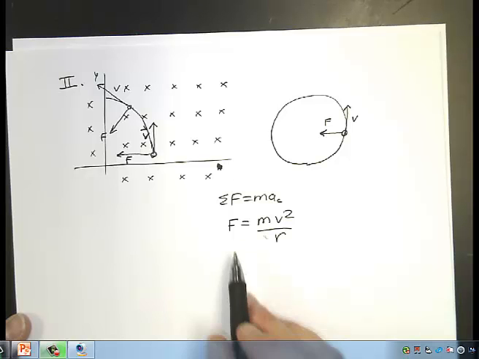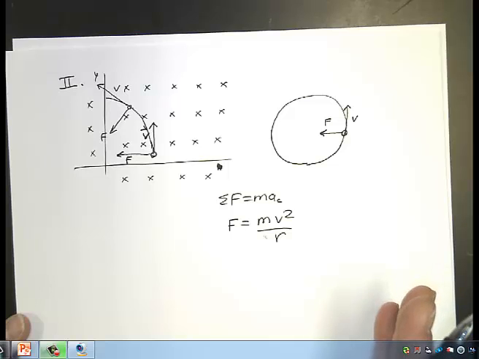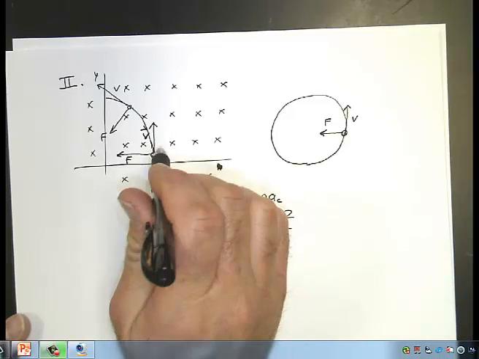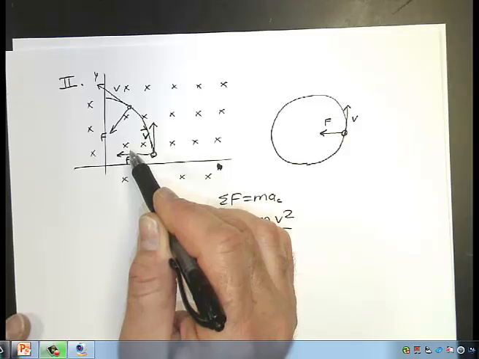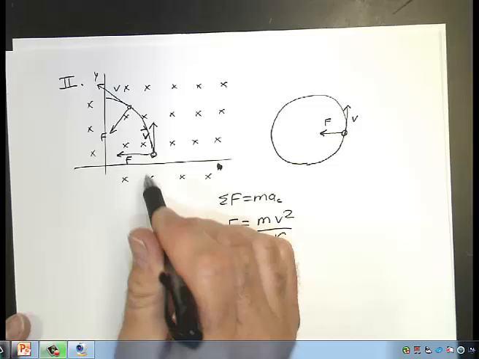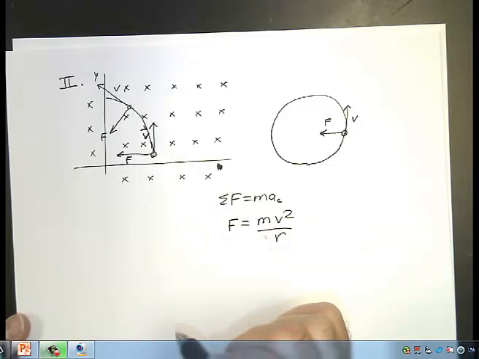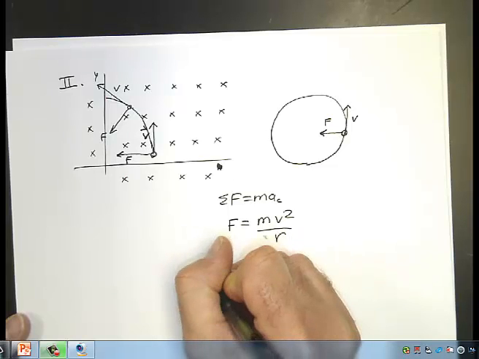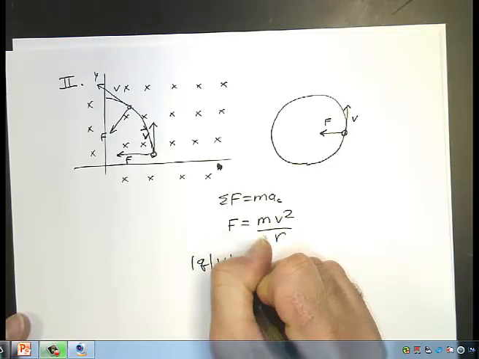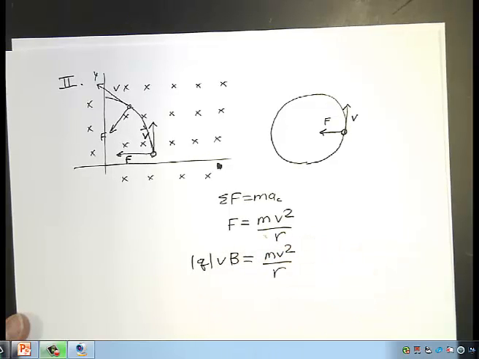However, the force arises due to the magnetic field. And we know what that is. That's qv cross B. Now I'm going to leave the cross out of this because the magnetic field is already perpendicular to the velocity and remains perpendicular to the velocity. Therefore, we've got sine of 90 degrees going on here. So we'll say, look, qvB equals mv squared over r.